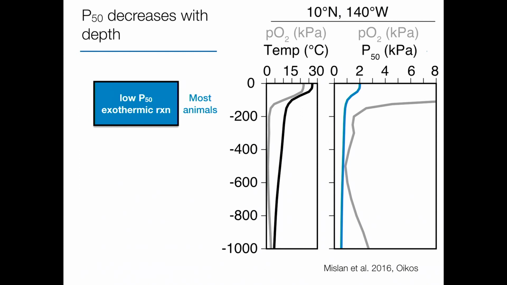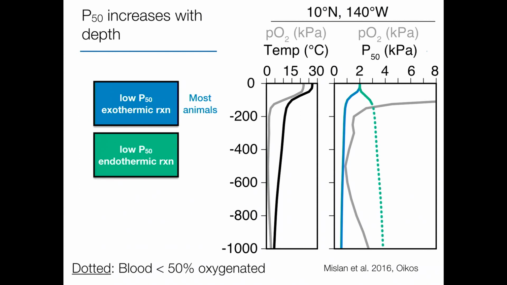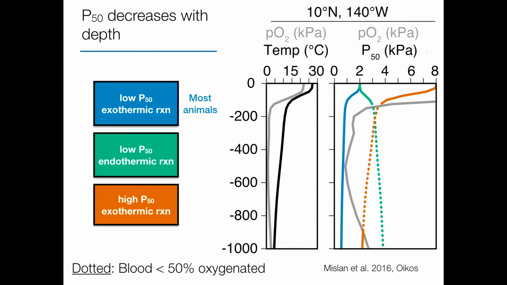But that's not the case for this other circumstance where the animal has a low P50 in a blood-oxygen binding reaction that's endothermic. Instead, the P50 is increasing as that animal is moving in the water column, and eventually reaches a point where blood would be less than 50% oxygenated. The same is true for this animal with a high P50 in a blood-oxygen binding reaction that's exothermic. The decrease in P50 is much more rapid, but it still reaches a point where the blood would be less than 50% oxygenated.